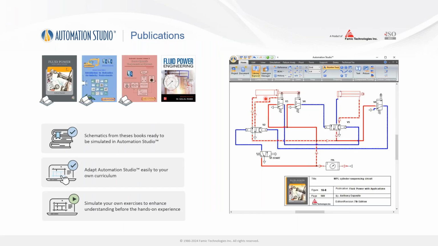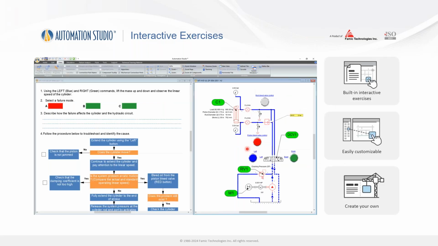We also provide technical publications in Automation Studio. For example, you can see this circuit. This circuit is from this technical publication, that is Fluid Power with Application by Anthony Esposito. Similarly, there are many other circuits available in Automation Studio from different publications. So a student can just go to the technical training material tab and click on the exercise which they want to work. You can also create some interactive exercises in this way. Again, there are some built-in interactive exercises available in Automation Studio, which are easily customizable and you can create your own exercise.